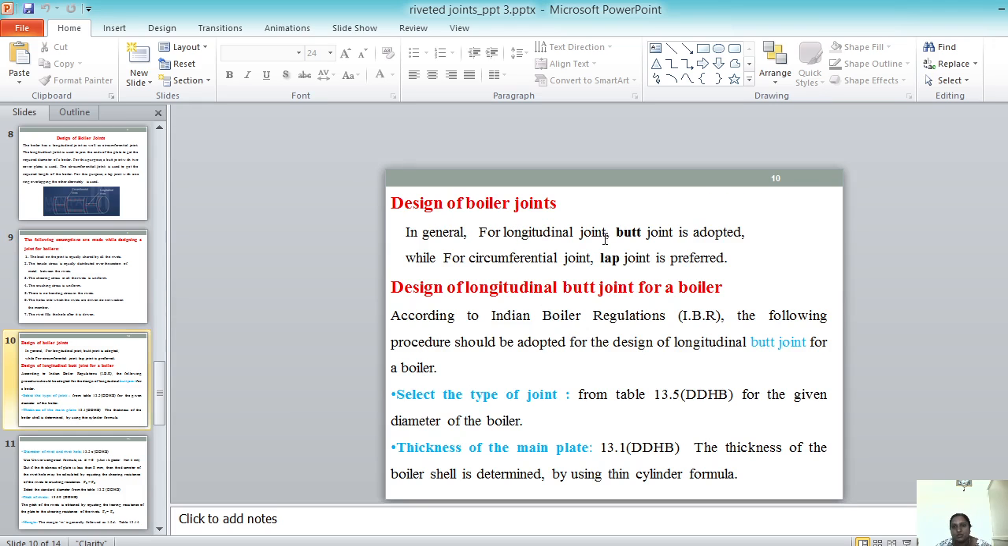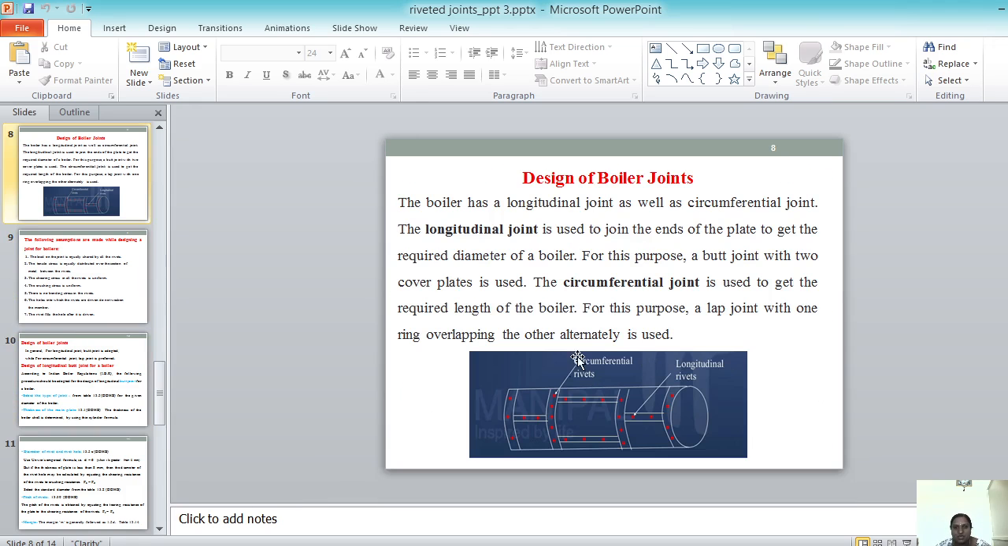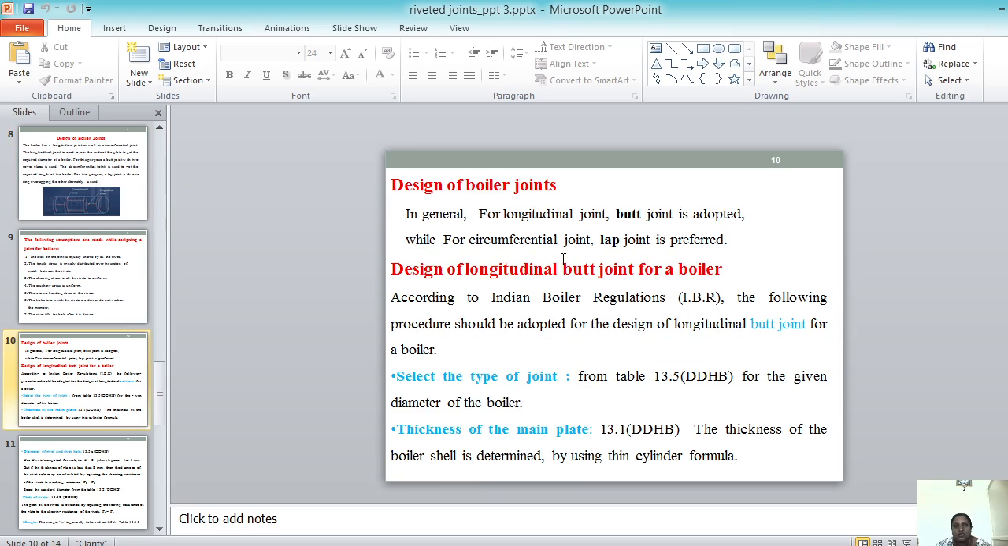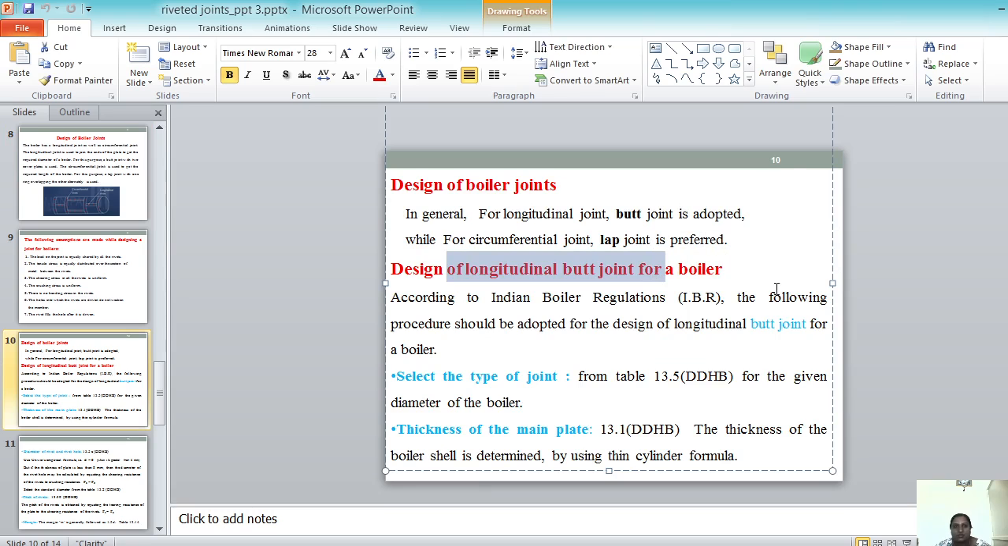In general, longitudinal joints are butt, and circumferential joints are lap. I told you this. Now, design of the longitudinal butt joint for a boiler, according to Indian standards, the Indian Boiler Regulations, IBR. This is the procedure used to design the longitudinal butt joint. We need to select the material. For this design, we now have to go with the design data handbooks.